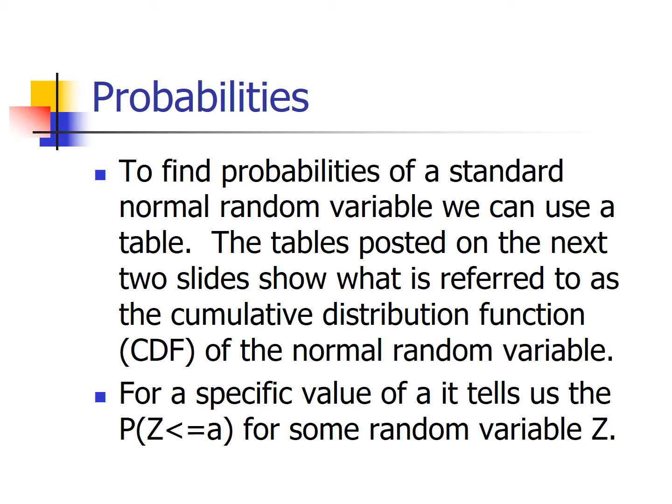And the CDF basically says, for that random variable, the CDF for a particular value A says just what's the probability of this random variable being less than or equal to that value A. So our tables give us CDF values for positive values of A and also negative values of A.